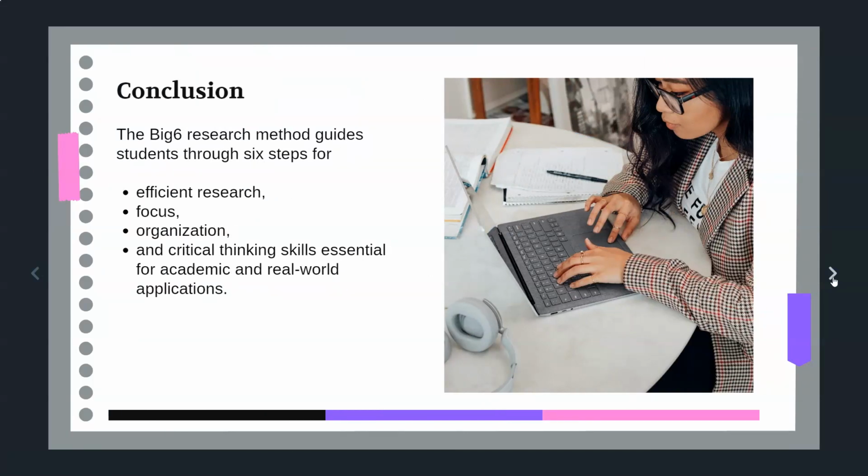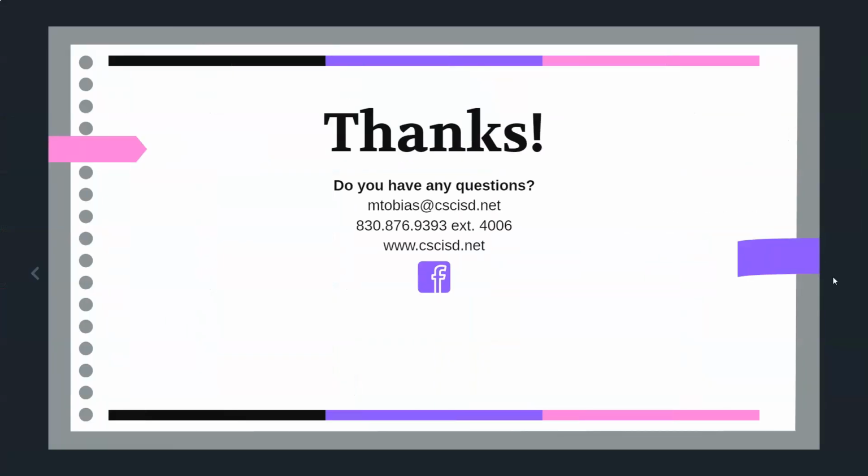Just to conclude, what we are doing right now is just making sure that we understand what the Big 6 research method is, that we are going to do efficient research, we're going to focus and be organized, and we're also going to develop our critical thinking skills for school and also for the real world.